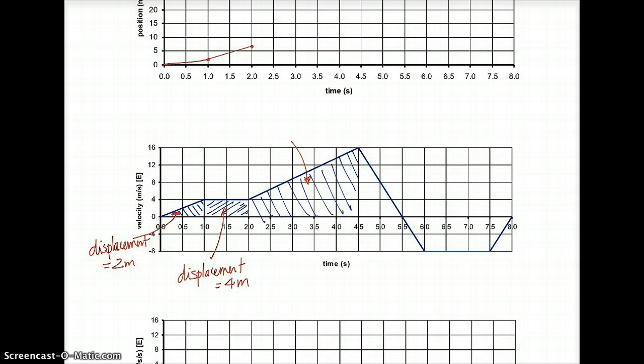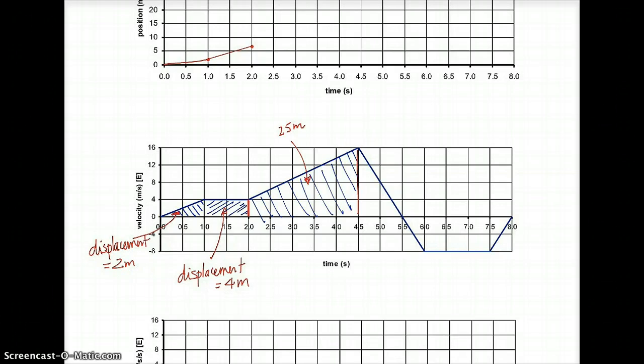To find the area of a trapezoid, we take the sum of the two parallel sides. So that is 4 plus 16 makes 20. Divide that by 2, so that makes 10. Multiply by the distance between the two parallel sides, which is 2.5. So that makes 25 meters. And since the area is above the time axis, that would be 25 meters east in this case.